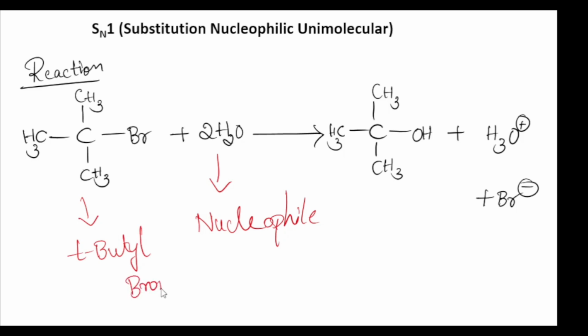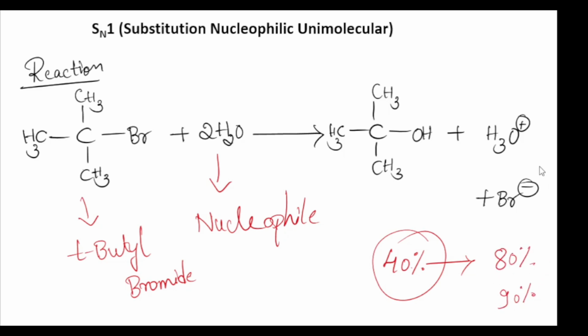Right? Then suppose I am getting a 40% yield when we conduct this experiment in the lab. Suppose 40% is very less actually. I want to increase this percentage to something like 80%, 90%. I want a good yield of this tertiary butyl alcohol. Then we will start with different concentrations. Suppose I take this tertiary butyl bromide in more quantity, then we will check whether the yield we are getting is increasing or decreasing. Then again we will check with the nucleophile.